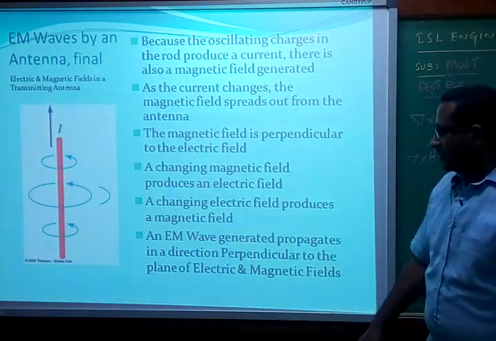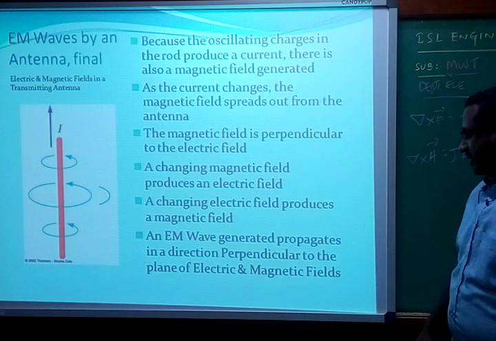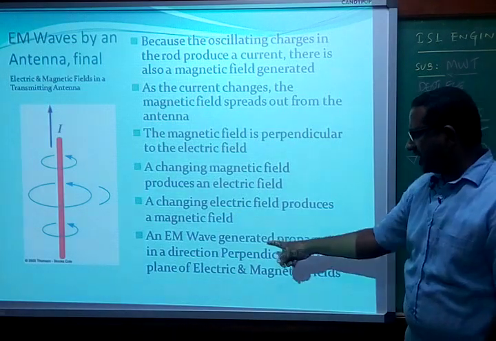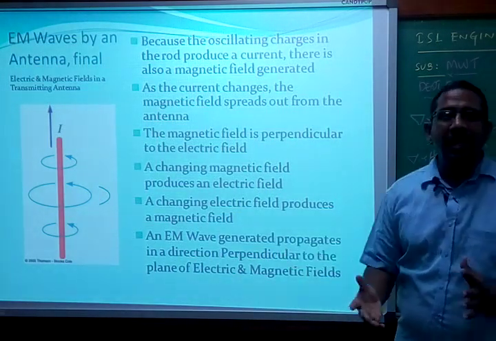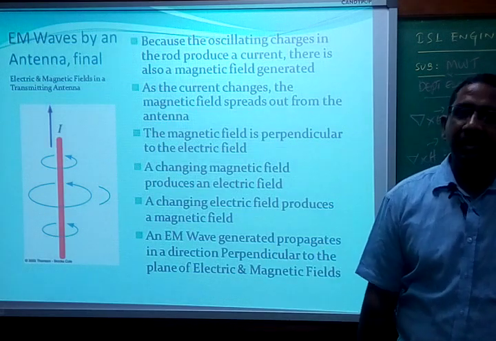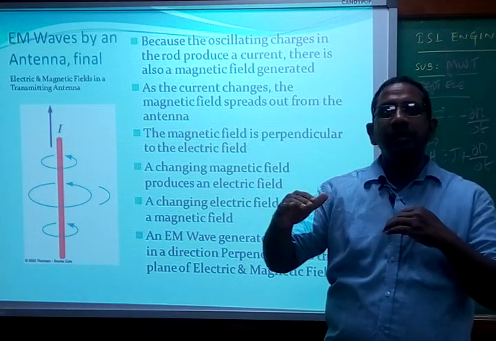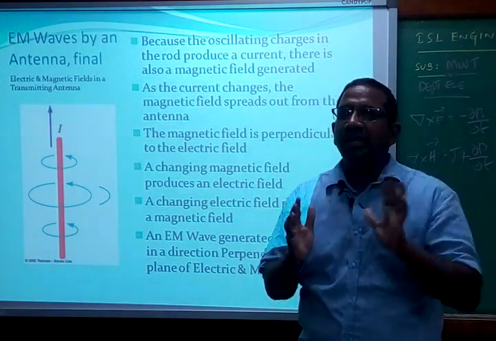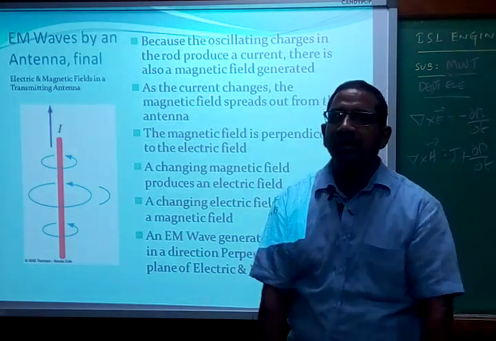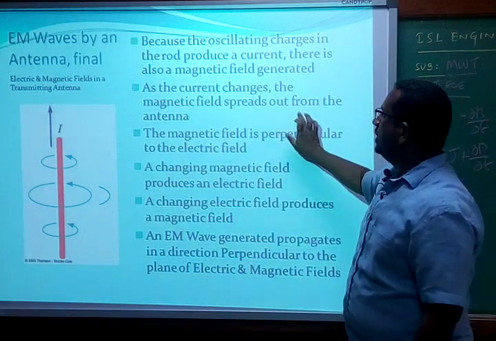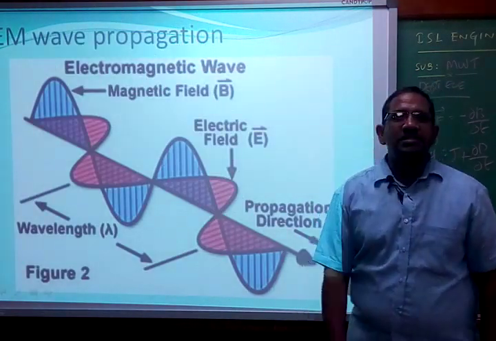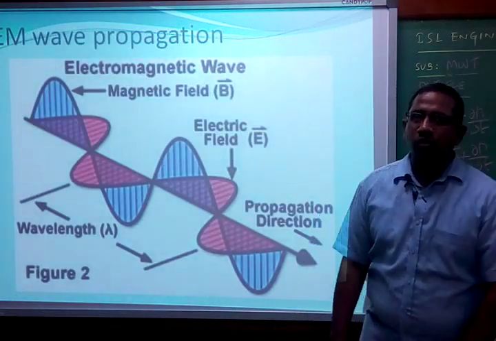Now here what happens? The EM wave is going to get generated and propagates in a direction perpendicular to the plane of the electric and the magnetic fields. So always the EM wave is going to propagate perpendicular to the plane of the electric field and the magnetic field. So how will it be like? Let us see the basic diagram of propagation of the electromagnetic wave.